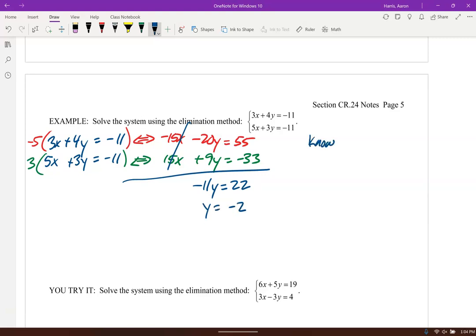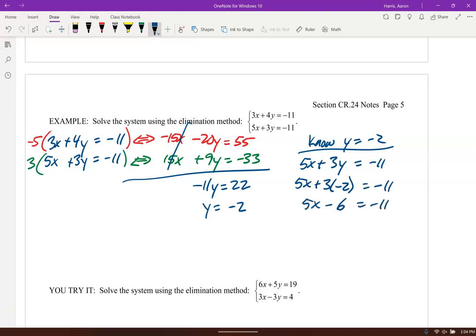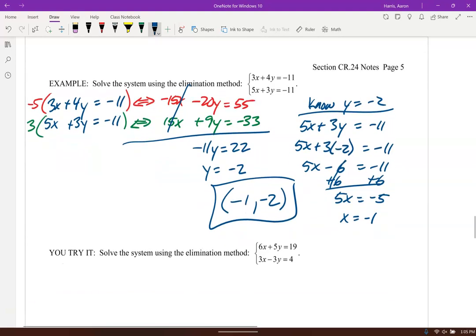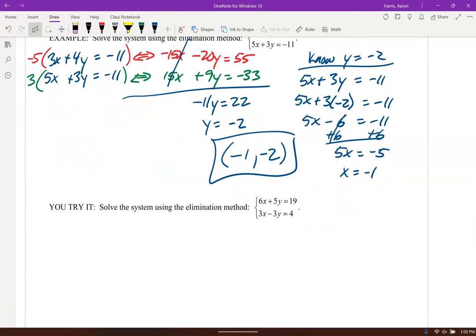And now that we know y is -2, I just got to plug it into either of the original. I'll just pick the second one this time. Add 6. Divide by 5. So it looks like -1, -2 is where these two lines cross on this one, right?